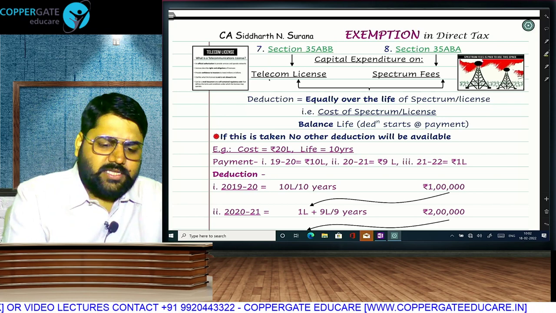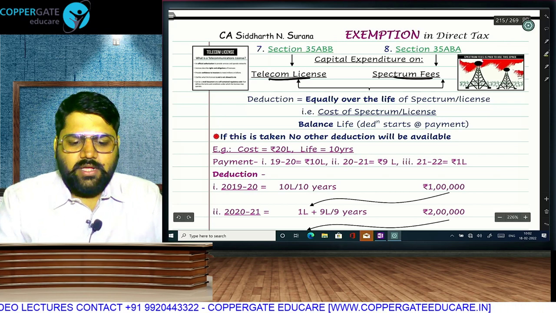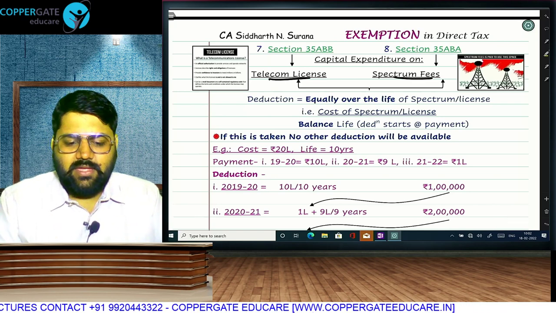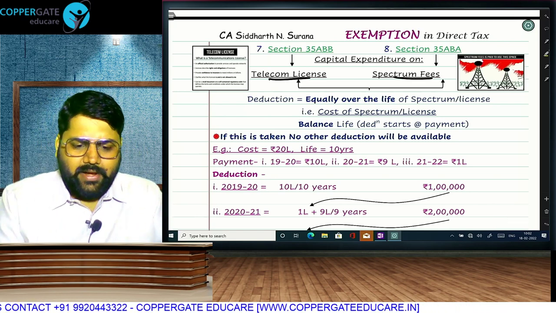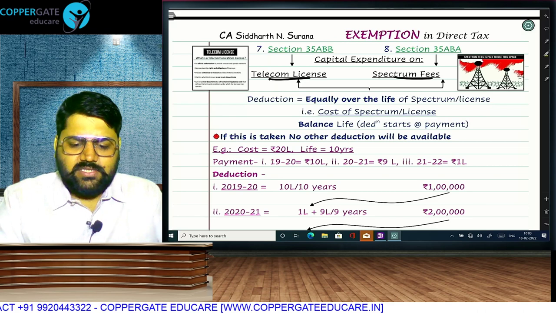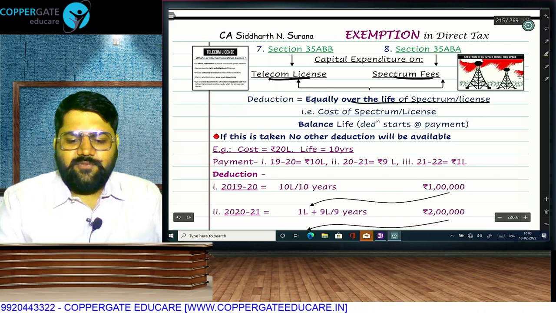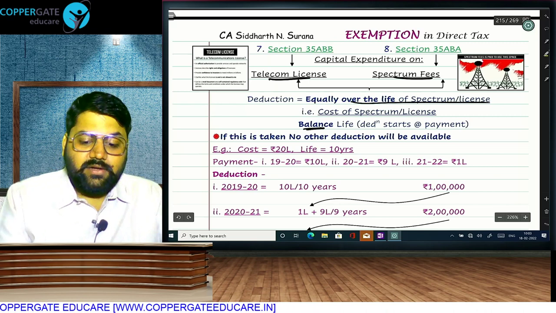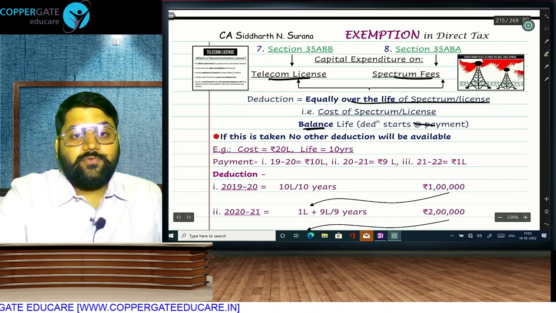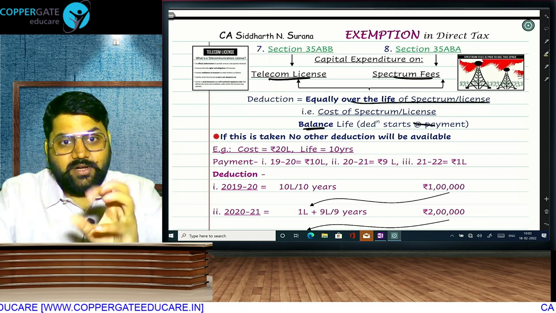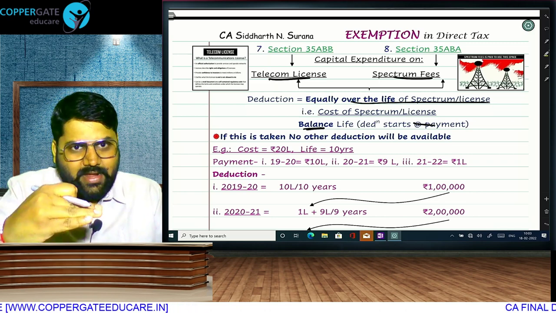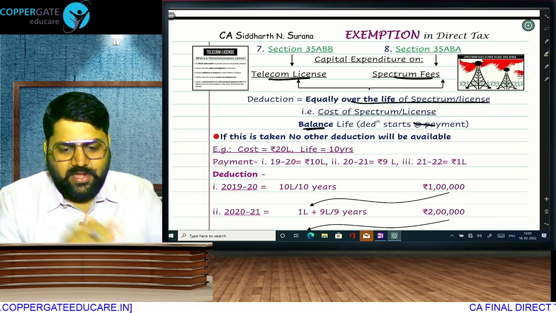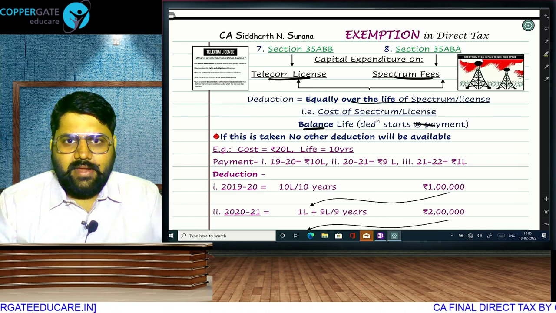35ABB is expenditure on telecom license and 35ABA is expenditure on spectrum fees. ABB is telecom license and ABA is spectrum fees. You will get deduction over the life of the spectrum or license, cost divided by balance life. Balance, because deduction starts with payment. So, if you make payment after 2 years, your deduction will start from that year and the end date will be the end of the license. So, we have to change the denominator and adjust accordingly.